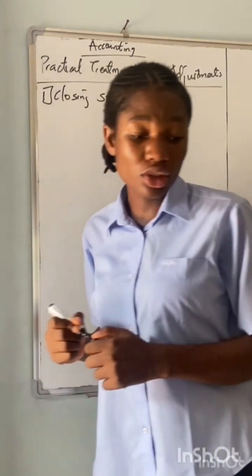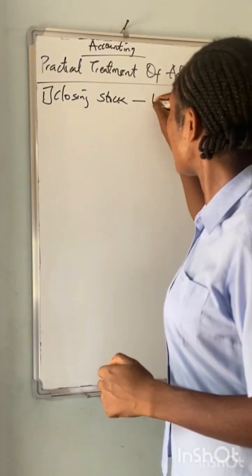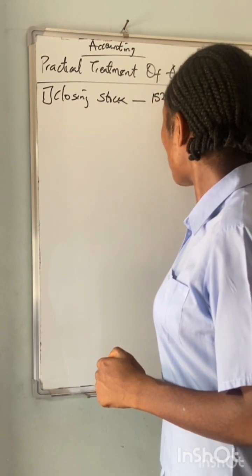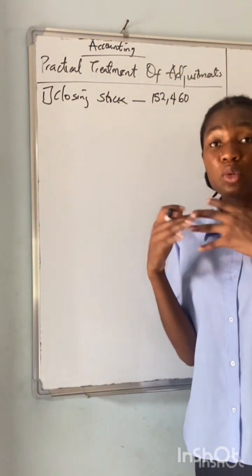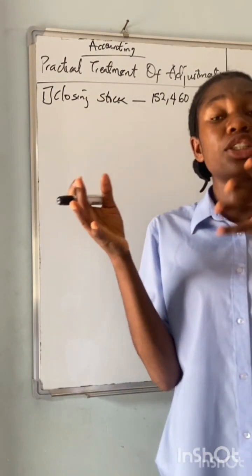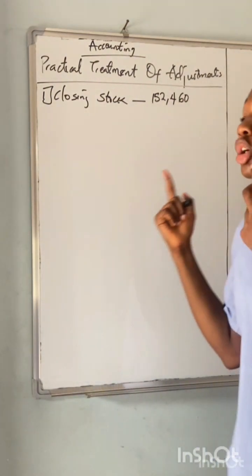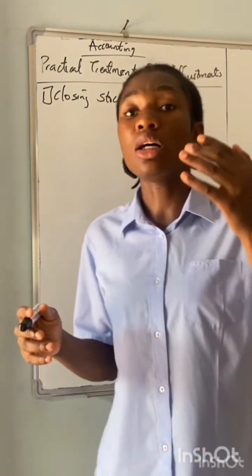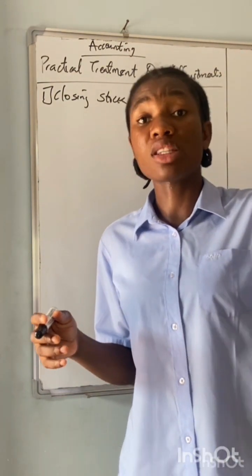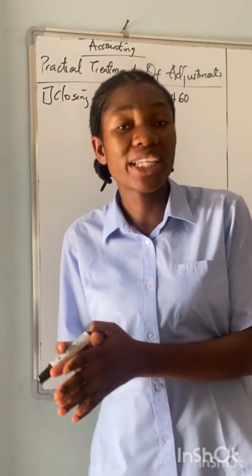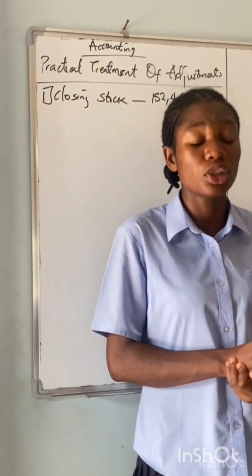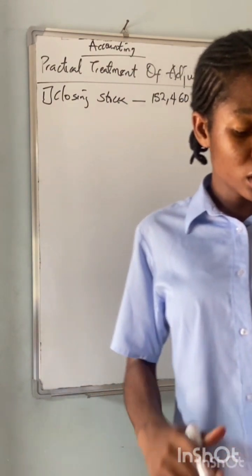So our closing stock is 152,460. This is our closing stock. Like we said in our theoretical aspect, we'll be deducting closing stock from our cost of goods available for sale, and then we'll be treating it as a current asset when we get to the statement of financial position. Now we're going to the next one.